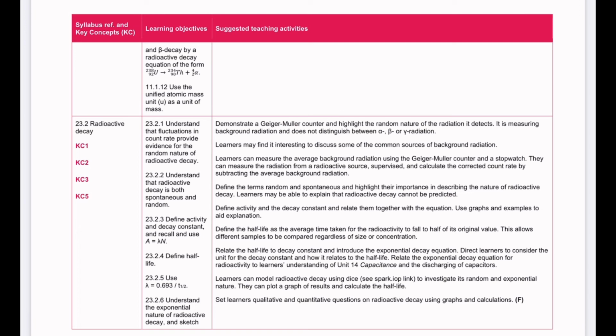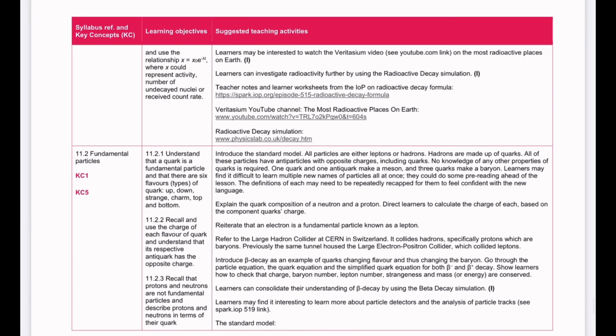23.2.4. Define half-life. 23.2.5. Use lambda equals 0.693 upon T half, where T half is the half-life. 23.2.6. Understand the exponential nature of radioactive decay and sketch and use the relationship x equals x naught e to the power negative lambda t, where x could represent activity, number of undecayed nuclei, or received count rate.